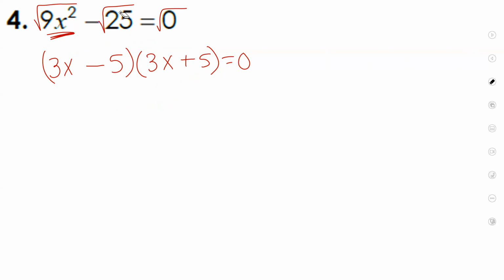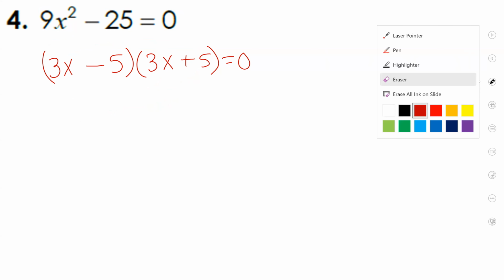So that's just a quick way to do this one. Whenever you have perfect squares, you can easily take the square root of both of those things. Okay, so that's how you do number 4, how to factor it.